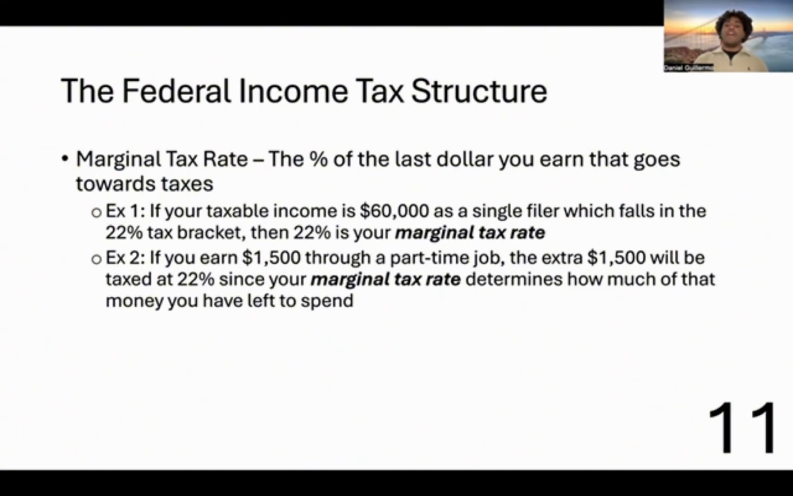Now, let's go over the marginal tax rate. This is the percentage of the last dollar you earn that goes towards taxes. For example, let's say your taxable income is $60,000 as a single filer, and you fall under the 22% tax bracket. This makes your marginal tax rate 22%. And then let's say you make $1,500 through a part-time job. This extra $1,500 is then taxed at 22% since that is your marginal tax rate.